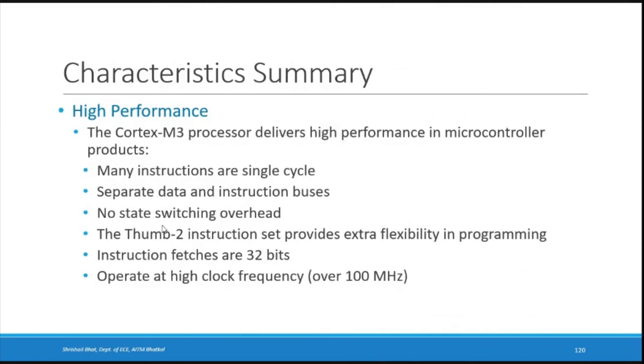Then we will summarize the different characteristics that we have already seen. One of the important characteristics is the high performance. The Cortex-M3 delivers high performance in microcontroller products. There are different features which support this high performance, like many instructions being single cycle instructions. There are separate data and instruction buses. There is no state switching overhead because it always runs in the thumb state, right? Then the Thumb-2 instruction set provides extra flexibility in programming. That is, you can mix the thumb and ARM instructions, that is, 16 and 32 bit instructions. Then instruction fetches are 32 bits and it operates at a higher clock frequency, that is over 100 megahertz.